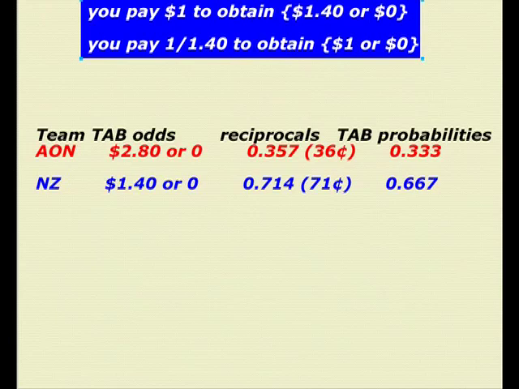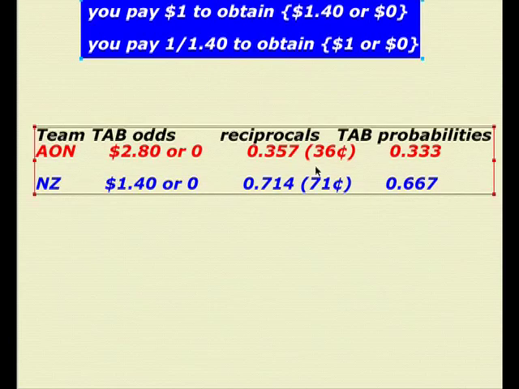Only a fraction of $1, okay? So let's take a half. So they would pay me back 70 cents or nothing, okay? Now what I've done here is I've tried to figure out what's the fraction I have to pay them, so I would either get $1 or nothing. And if I take the reciprocal of $1.40, that comes out to be about 36 cents.